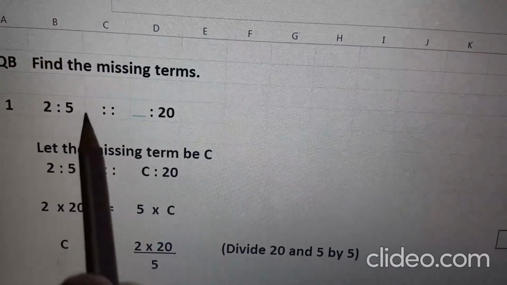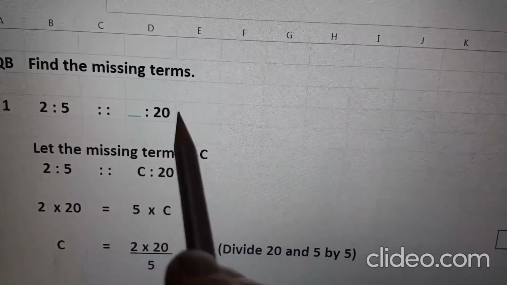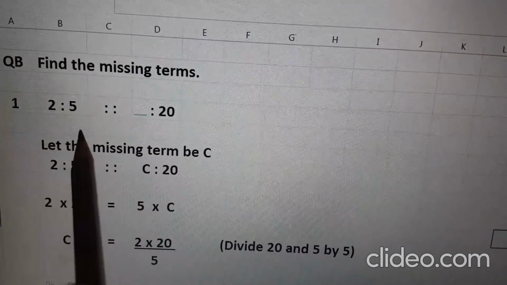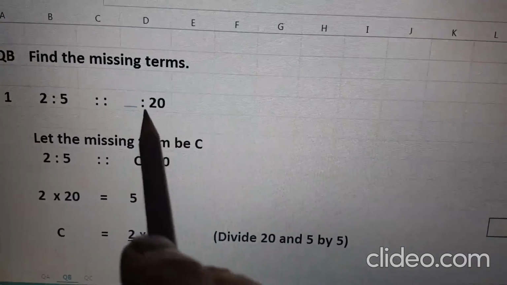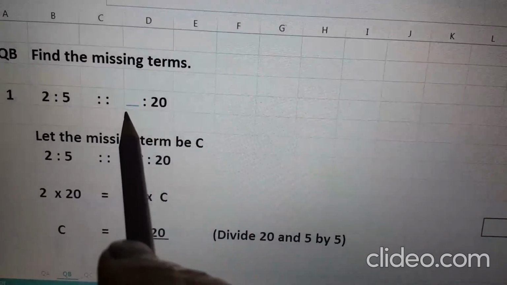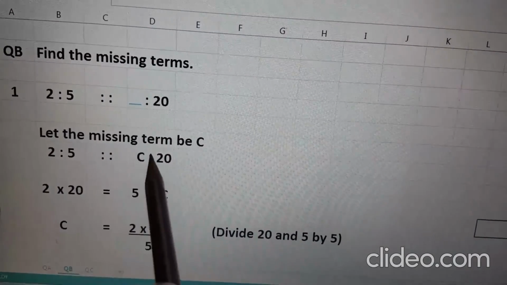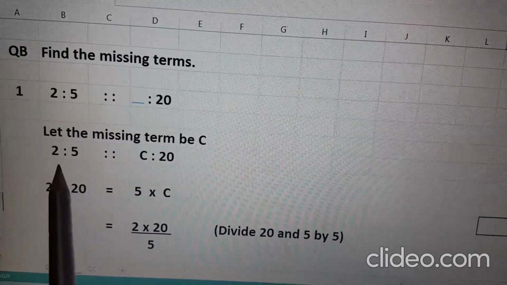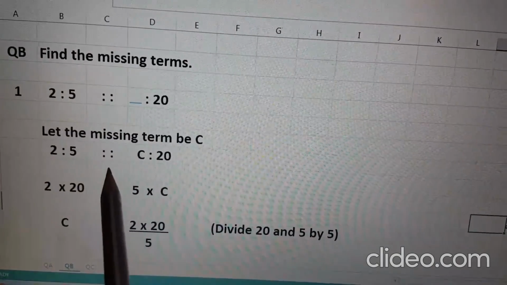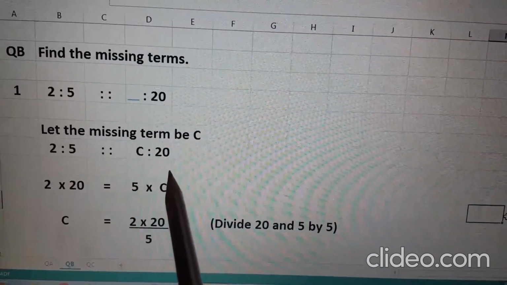Now B part is find the missing terms. The first one is 2:5 same as dash is to 20. अब ये मिसिंग टर्म है, आपको इसको फाइंड आउट करना है. Let the missing term be C. हम ये सोच रहे हैं कि मिसिंग टर्म C है. We will write it as 2:5 same as C is to 20.